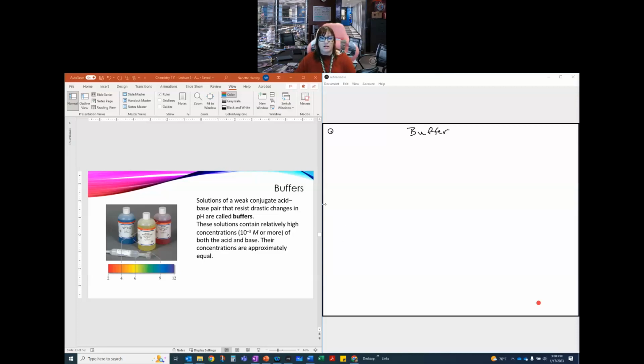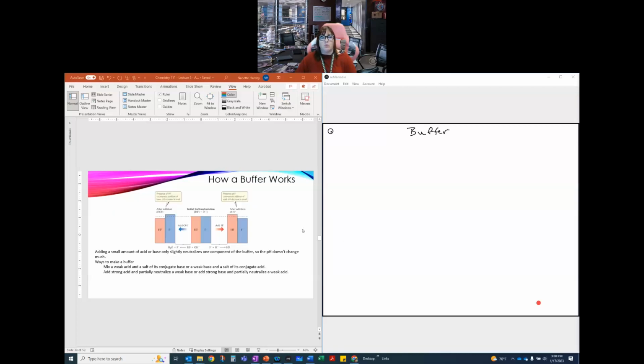Now, we can't always do that because of whatever pH we need it to be, but we want them to be close because that gives us the best ability to resist changes in pH. And we'll talk about exactly what that means and how we know that as we move forward. So if that's what a buffer is, then how does that work?